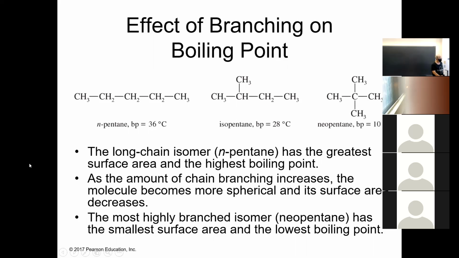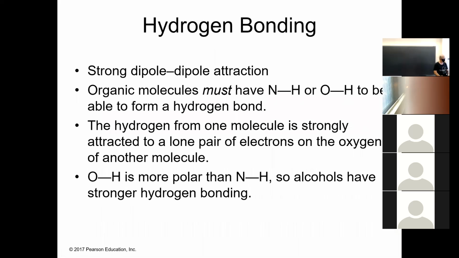And the result is that for neopentane, the intermolecular forces are weaker, and so therefore it takes less heat in order to transfer this into the gas phase. So normal pentane has a boiling point of 36 degrees, whereas neopentane boils at 10 degrees Celsius. Okay, so branching lowers the boiling point, all other things being equal.